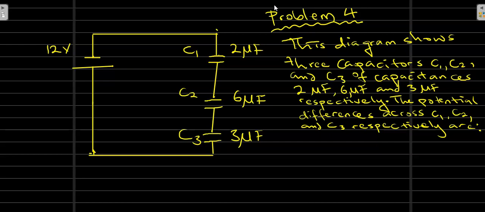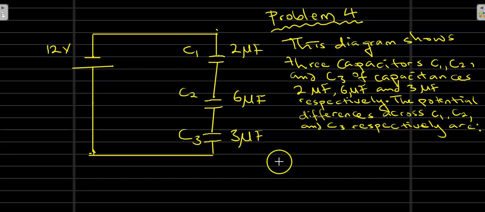This diagram shows three capacitors, C1, C2, and C3. This is C1, C2, and C3, of capacitances 2 microfarad, 6 microfarad, and 3 microfarad, respectively. The potential differences across C1, C2, and C3, respectively, are what we are trying to find. And what we need to do is to find the total capacitance.